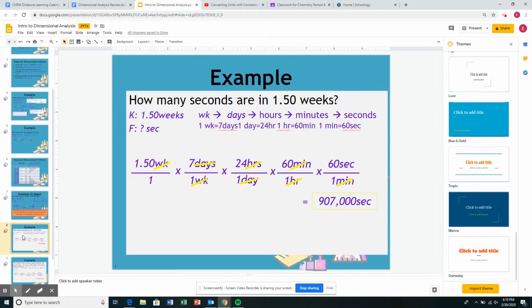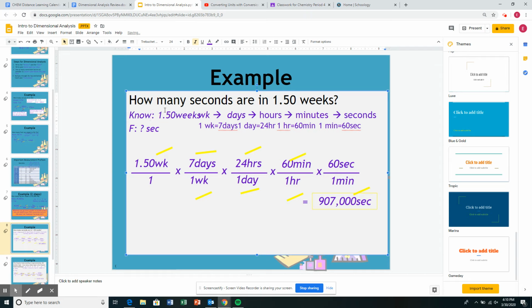Here's another example of something that uses 2 conversion factors. And once again, let me just get our slashes out of the way here. Here we go. Here's all of our slashes. The question asks us, how many seconds are in 1.5 weeks? So our given, that's our known, is 1.5 weeks. And we want to find how many seconds that is.